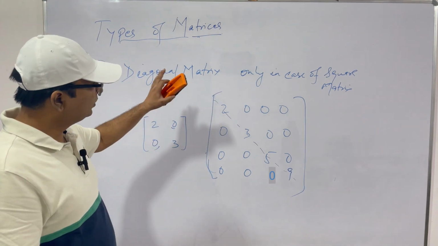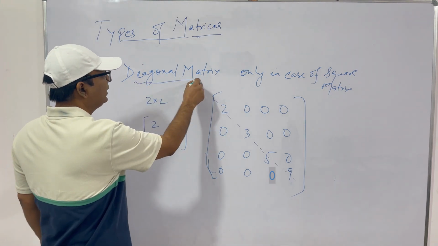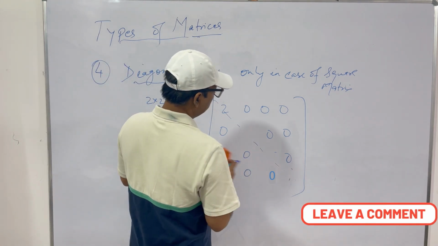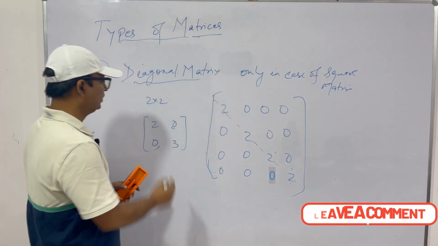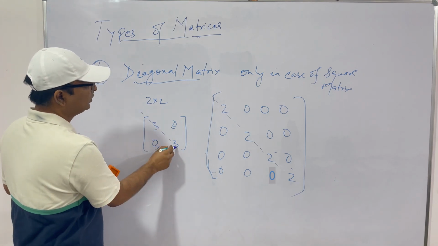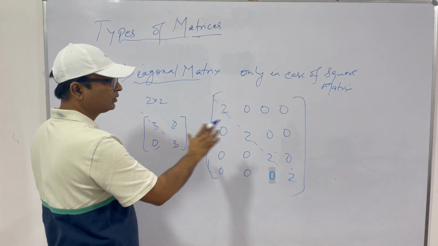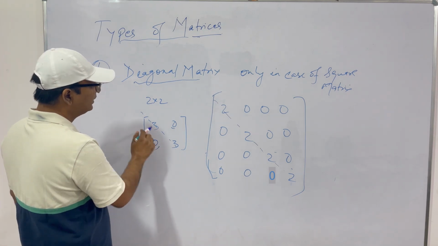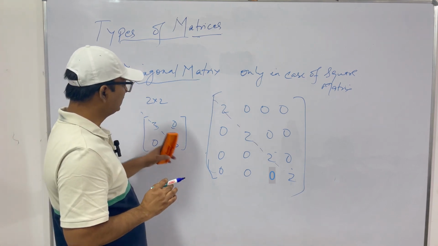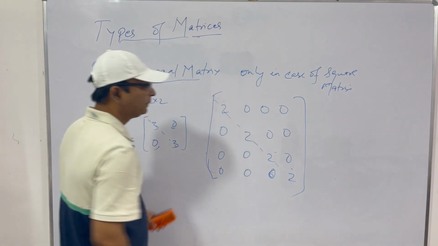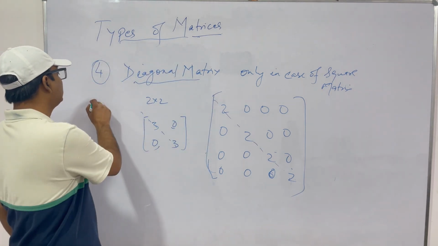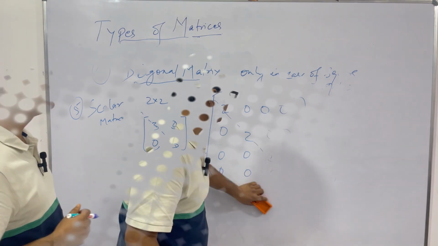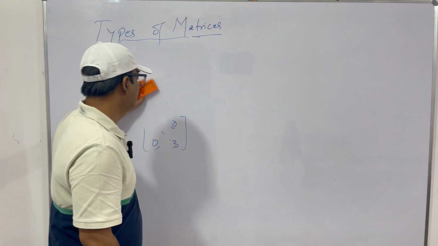Clear? Now, within the diagonal matrix, if all the diagonal elements are the same, let's say all the elements were 2, 2, 2, 2, or here we had 3, 3. So this is a diagonal matrix. First of all, it is a square matrix. Both of them are square matrices. All the non-diagonal elements are 0. And the diagonal elements are of the same magnitude. They are equal, that is 3, 3, or 2, 2, 2, whatever it be. Then in that case, we call that matrix a scalar matrix. So this is our fifth type. Clear? Very simple.